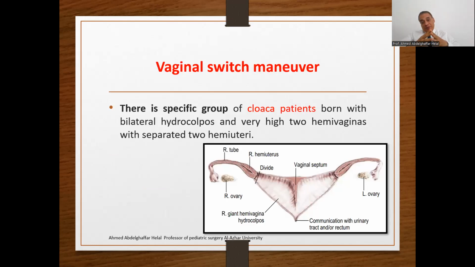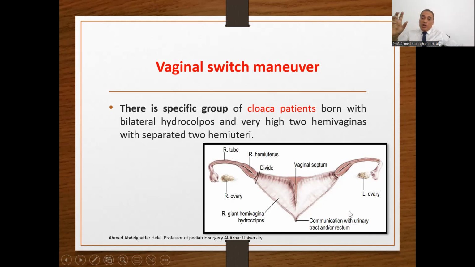vaginal switch maneuver. In such a patient with cloacal disease, the patient is born with, as we see, bilateral hydrocolpus. These 2 hemivaginas, 1 and 2, are filled with urine and mucus, forming bilateral hydrocolpus, and the 2 hemivaginas are very high in the abdomen, away from the perineum, and separated with 2 hemiuteri. This is 1 hemiuterus, and this is 1 hemiuterus. This is the tube and the ovary on the right and the left side.